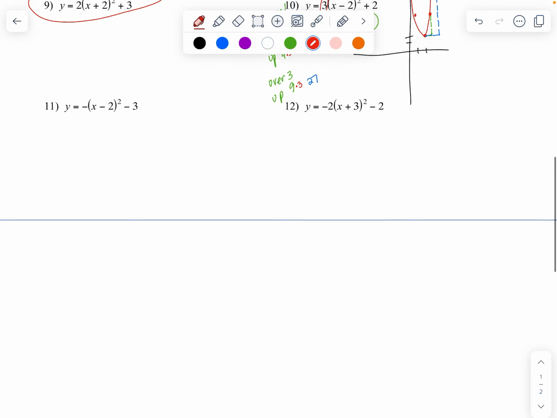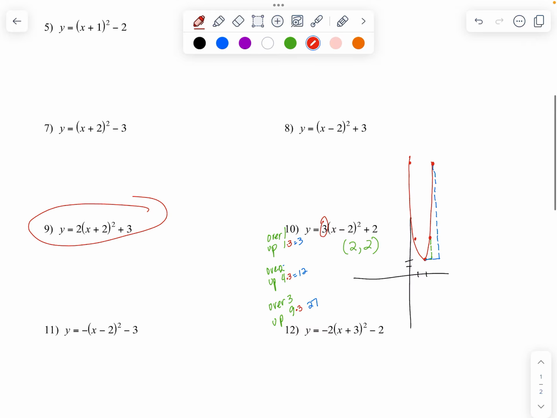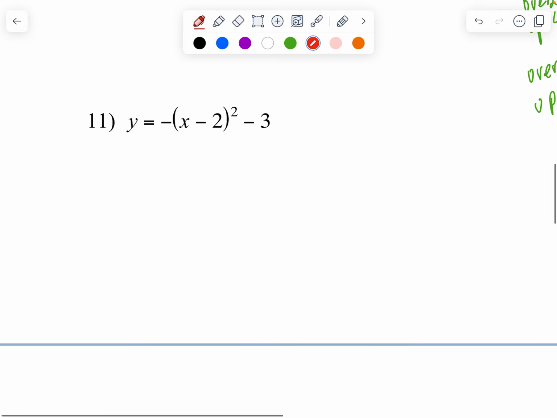Now, hey, what happened? This one here, now we have a negative here. So what do you think is going to happen? Pause the video or think of it, say it out loud. But first let's do our vertex. 2, negative 3.